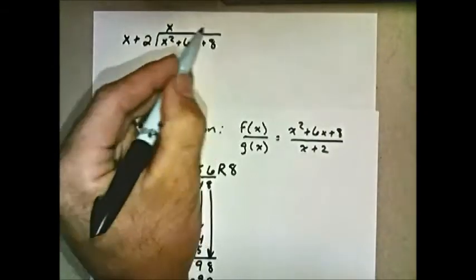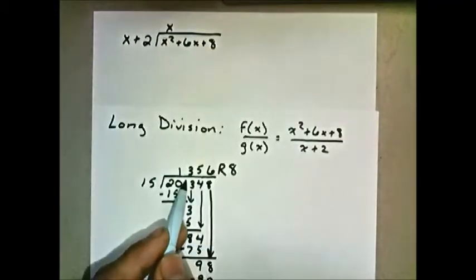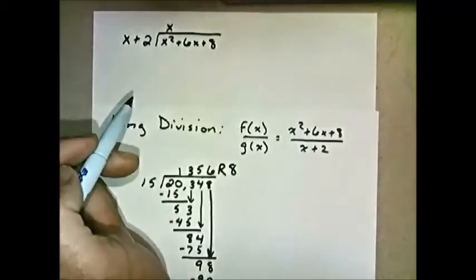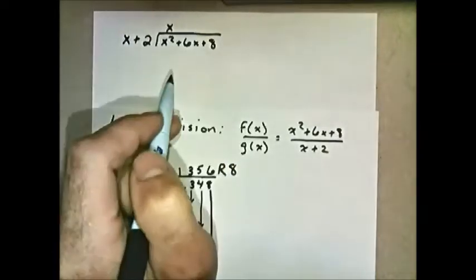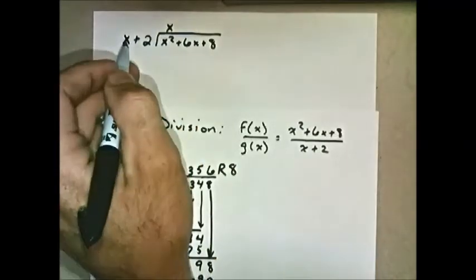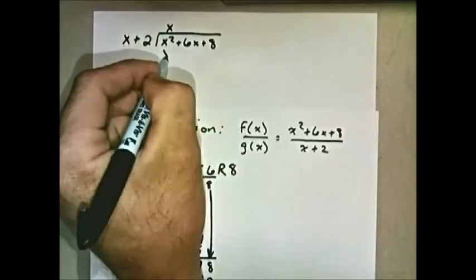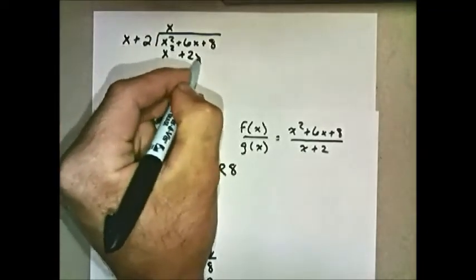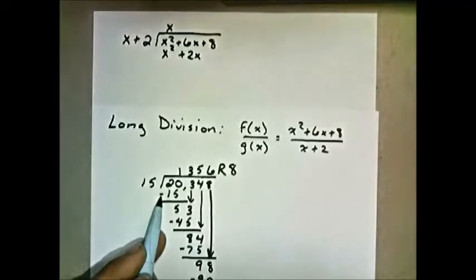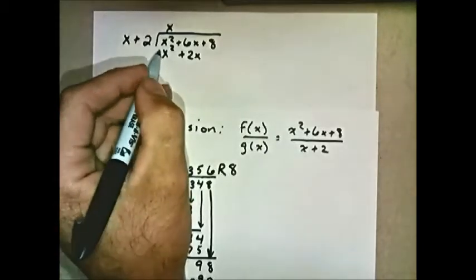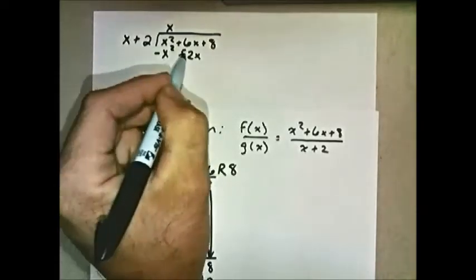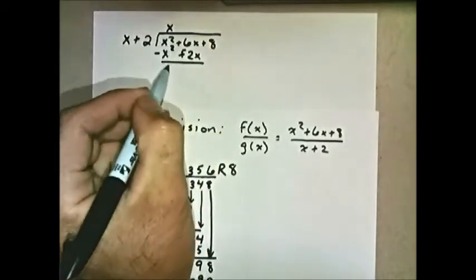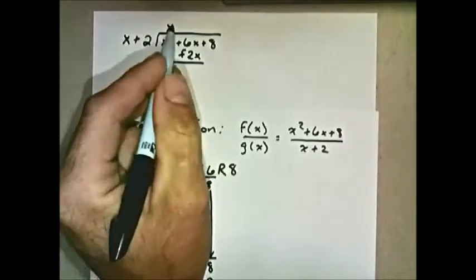The placement up here is not as critical as it was down here within our numeric long division, so you can place that wherever you want up there. Normally, we place it over the same term, so that x really probably should go over here. Multiply your x to your x plus 2, the whole polynomial, gives us x squared plus 2x. As in our numeric division, we're going to subtract. Remember, when we subtracted polynomials, we had to distribute the negative, so we're going to distribute that to both of our terms.